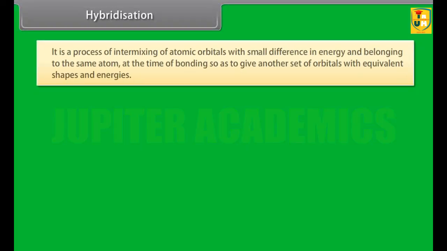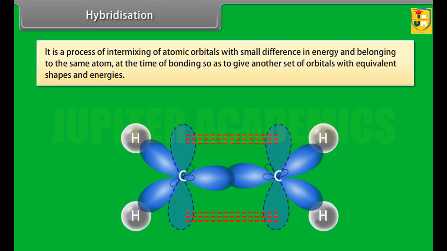Hybridization. It is a process of intermixing of atomic orbitals with small difference in energy and belonging to the same atom at the time of bonding, so as to give another set of orbitals with equivalent shapes and energies.